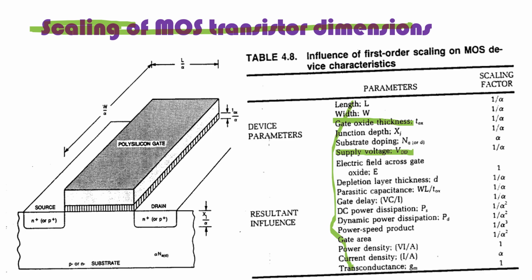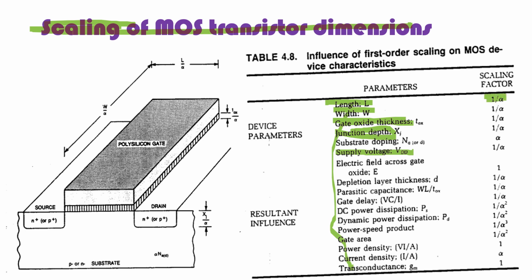Whenever we try to reduce the length or the width or the other parameters, they will influence the performance. Most of the time the performance increases as we go with smaller circuits or smaller dimensions. Most of the time the performance improves.